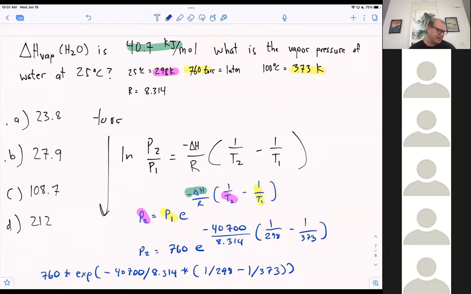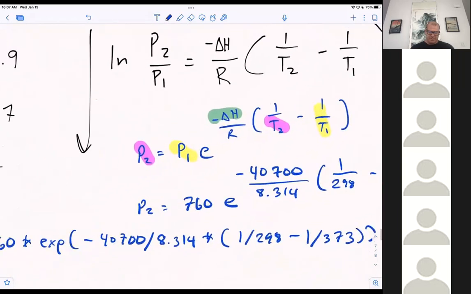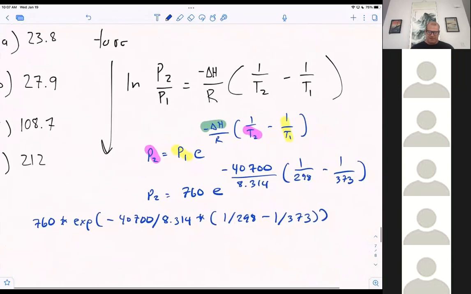And B is the right answer. So if you solve this out, you get 27.9 millimeters of mercury, or torr. When you're inputting numbers in your calculator, remember also the rules of operation.